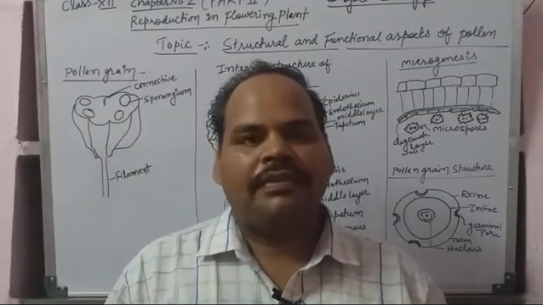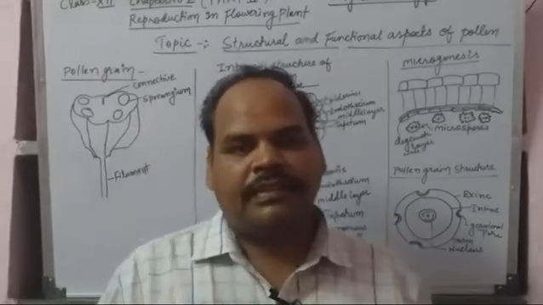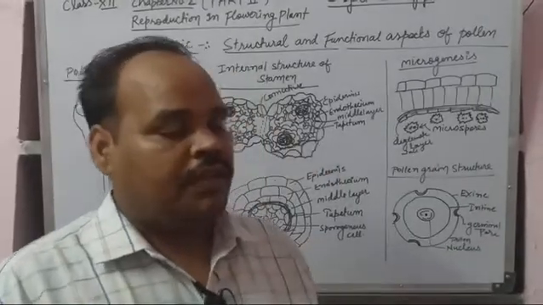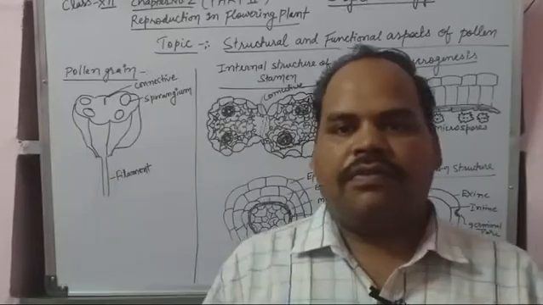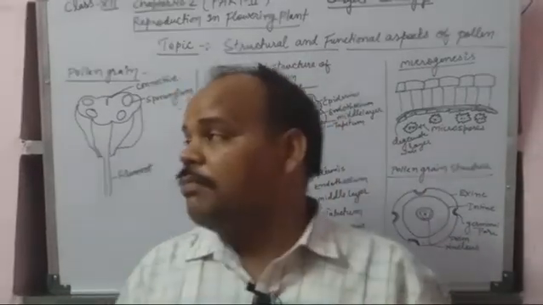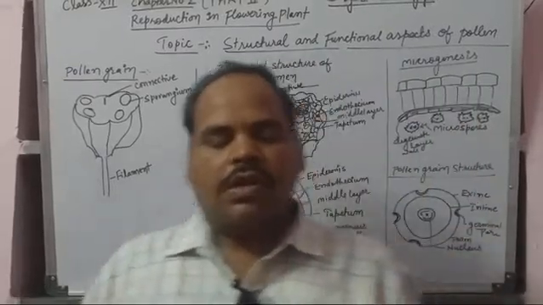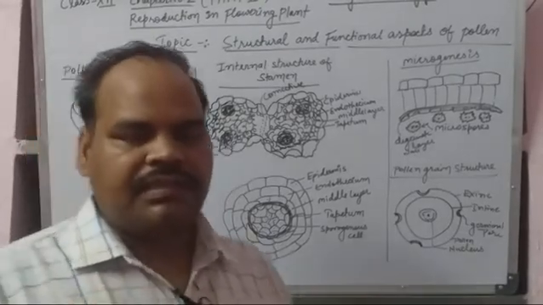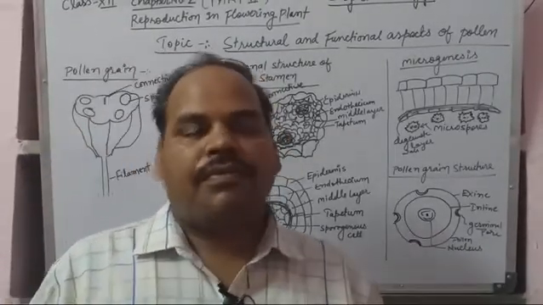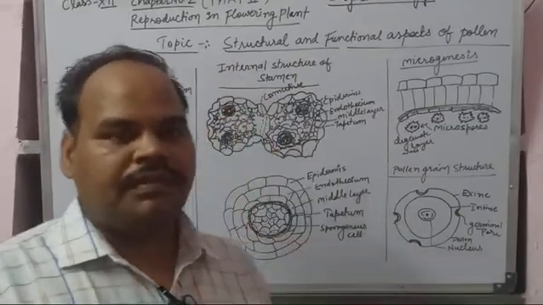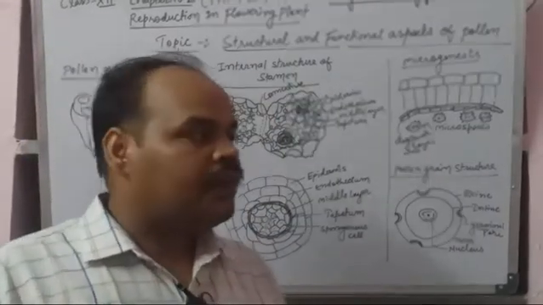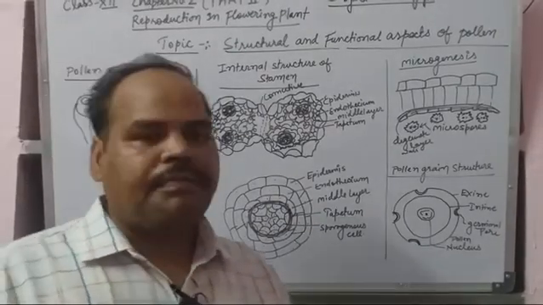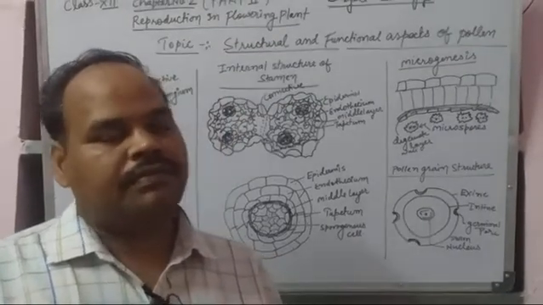You know very well, chapter number two, part one, we have completed. Now today we are on part two, where we discuss the male gametophyte. Male gametophytes, or pollen grains, or the stamen, are the same here because they are the male reproductive part of the plants. So today we discuss the structure and function of pollen in flowering plants. Okay.